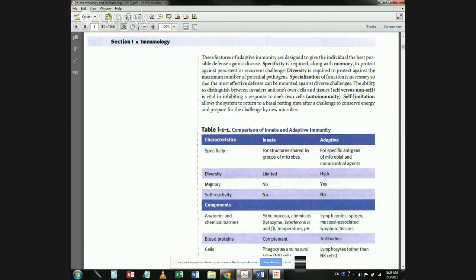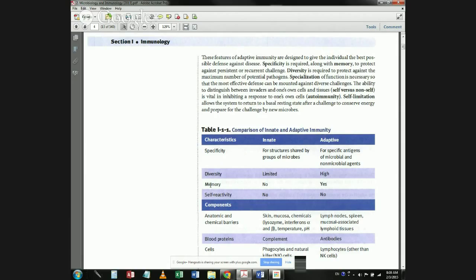Diversity is required to protect against the maximum number of potential pathogens. Obviously, specialization of function is necessary so that the most effective defense can be mounted against diverse challenges. The ability to distinguish between invaders and one's own cells and tissues, self versus non-self, is vital in inhibiting a response to one's own cells, autoimmunity.